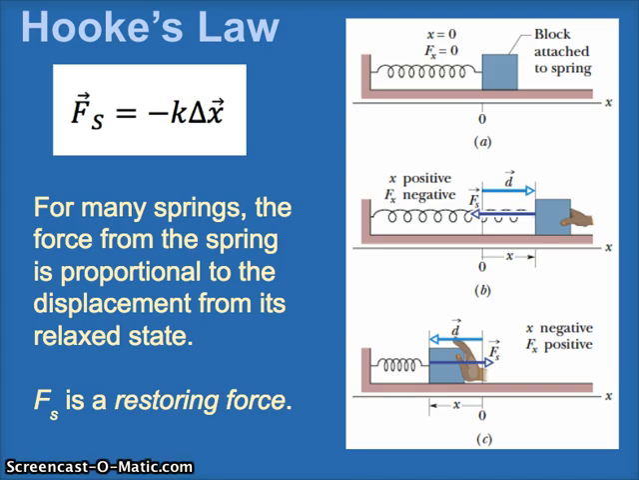This formula here is again referred to as Hooke's law. F sub s is the symbol we use for the force that the spring is exerting. Delta x is how far the spring is being pushed or pulled compared to what its equilibrium point is, where it's naturally relaxed. And K is something called the spring constant, which we'll talk about in just a few minutes.